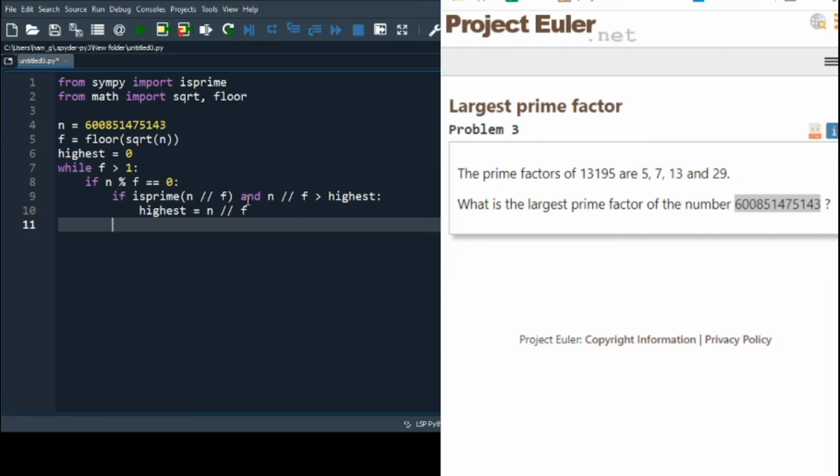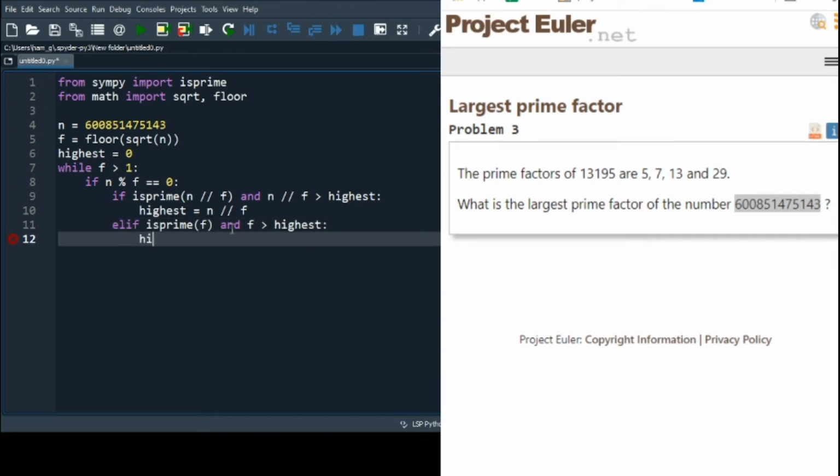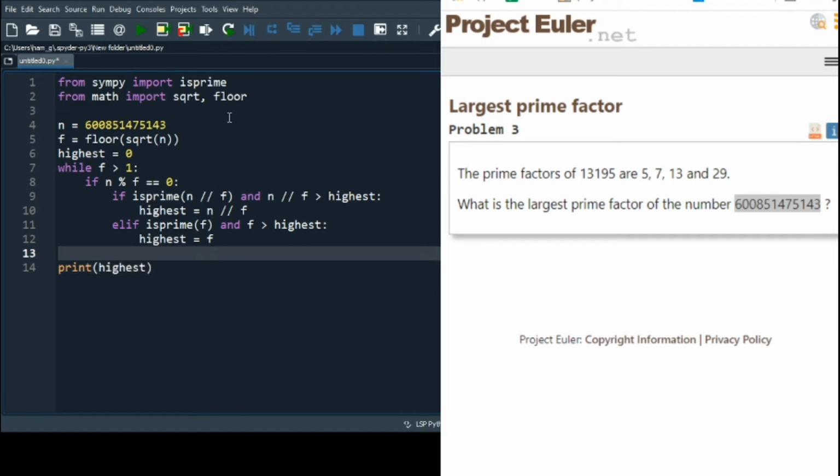What do we want to do next? Elif isprime f on its own, and f is bigger than highest, then highest equals f, and then right at the end we'll print out highest. That should give us the correct answer, but it's going to take a couple of seconds.